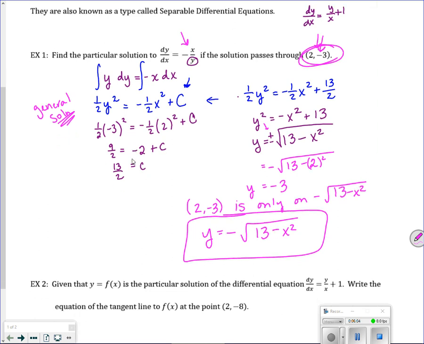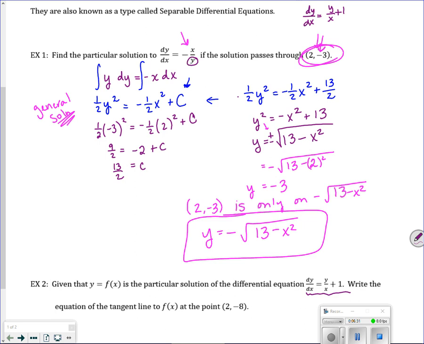Let's read that one. Given that y equals f of x is the particular solution of the differential equation, write the equation of the tangent line to f of x at the point (2, -8). Well, what's funny, and I threw this one in here because people see the words particular solution and they go, oh, I'm solving for the particular solution. And you're like, wait a minute, you just told me that this was a non-separable one, and in our class we'd only be doing separable ones. So how am I supposed to do it?